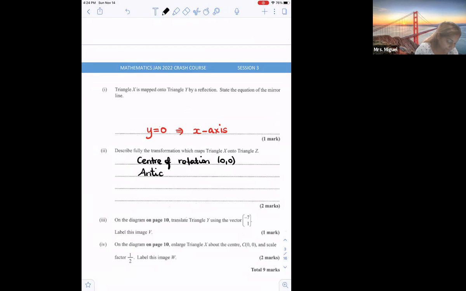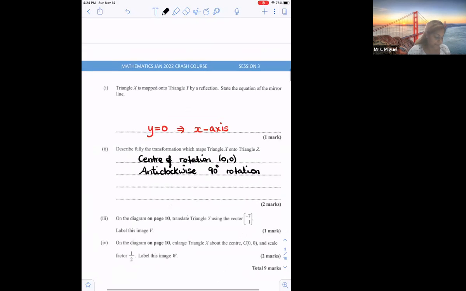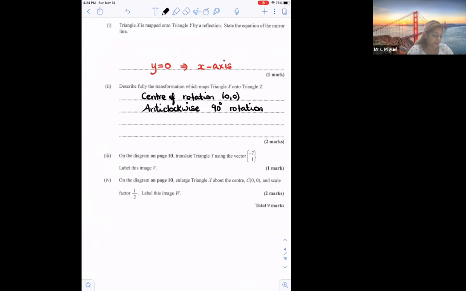Anti-clockwise, 90-degree rotation. So that will give us our 2 marks. And notice for the marking, if it's worth 2 marks, chances are you have to write 2 lines to get the marks. On the diagram in page 10, translate Y using the vector.